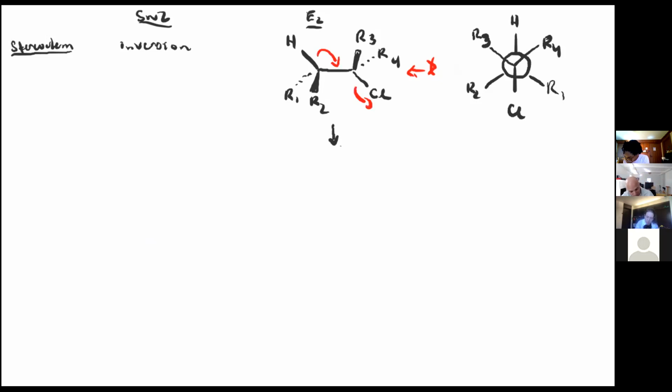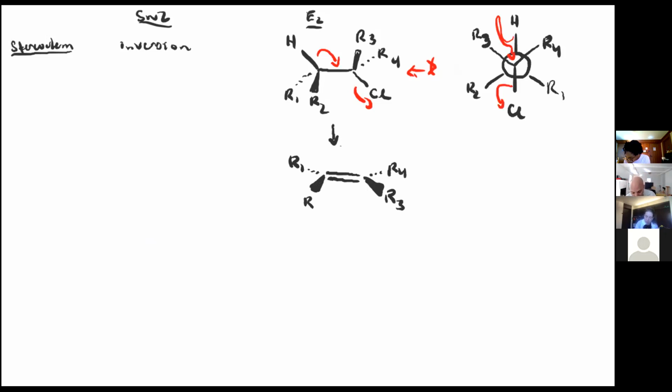And so if we process these through an elimination, what we end up with is R2 and R3 coming out at me, and then R4 and R1 going back, okay? And hopefully the Newman projection makes that a little easier to see. If I'm eliminating, this is going down, this is going down, okay? And so there are no bond rotations that can occur because of this concerted single transition state.